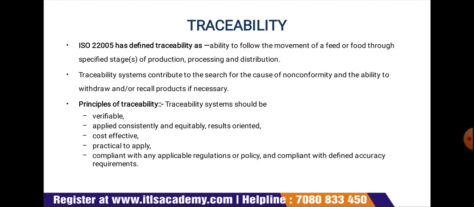Movement can relate to the origin of the material, processing history or distribution of the food, and should address at least one step forward and one step backward for each organization in the chain. The principles of a traceability system are that it should be verifiable, applied consistently and equitably, result oriented, cost effective, practical to apply, compliant with any applicable regulations or policy, and compliant with defined accuracy requirements.